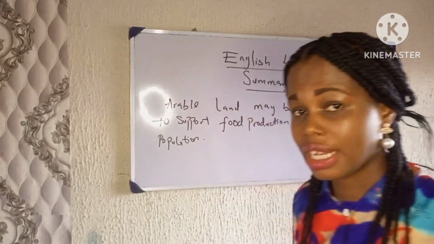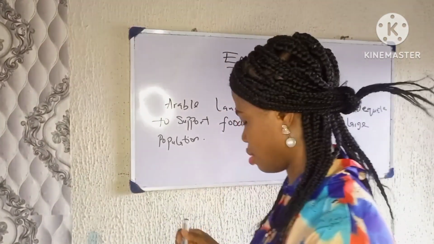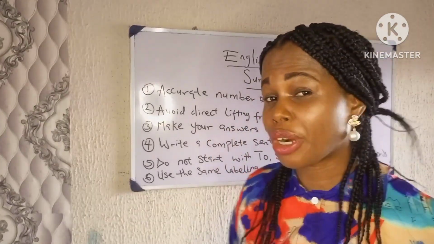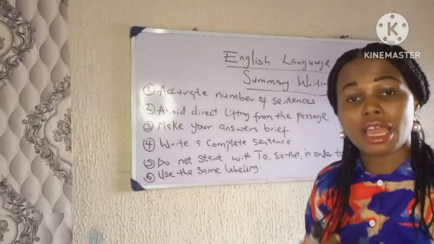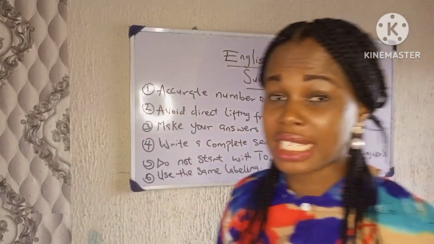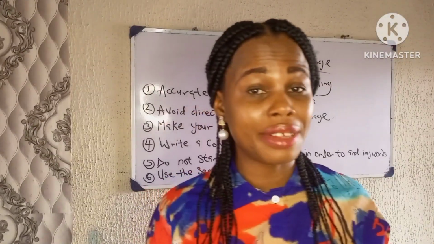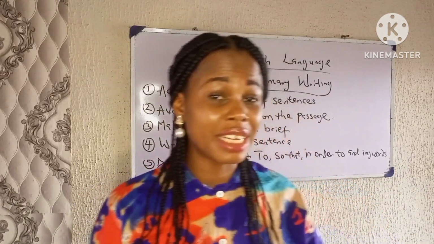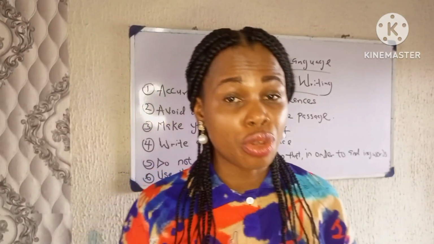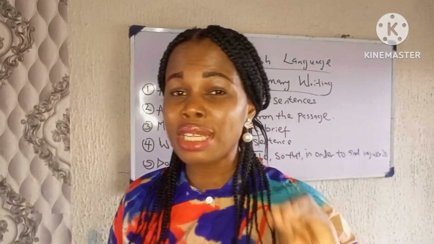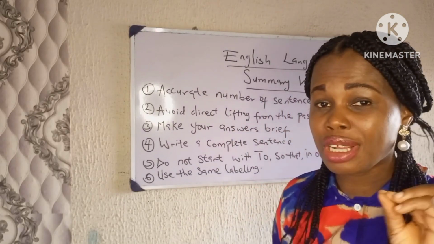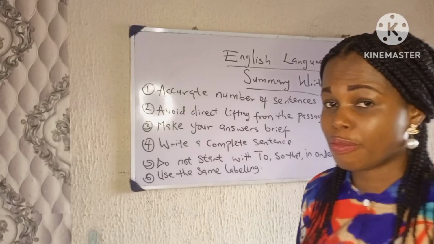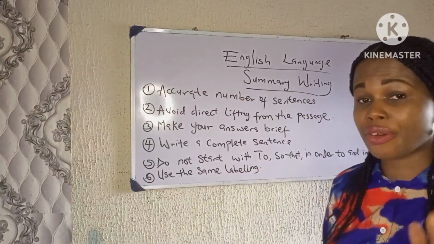The first one is you have to make sure that you provide the accurate number of sentences. If you are asked to write in 3 sentences, make sure you write in 3 sentences. Make sure you provide 3 sentences, not 4, not 2, 3. Always obey the instruction. If you provide less than the required number of sentences, you'll be losing some marks. So it's important to provide the accurate number of sentences.